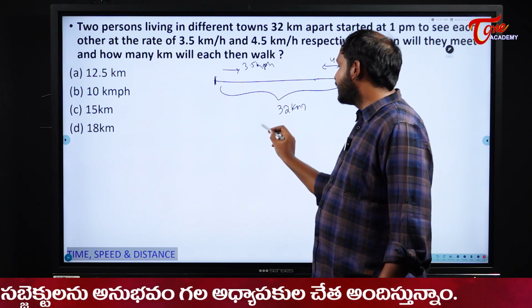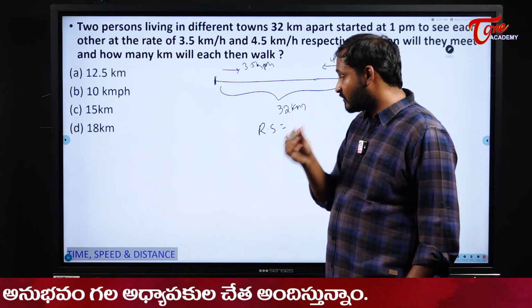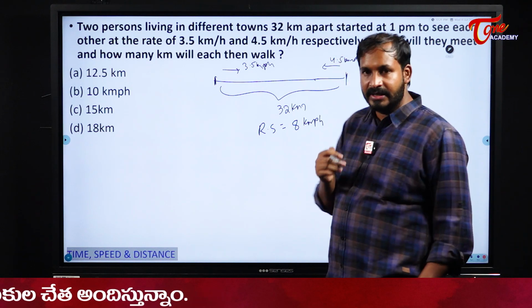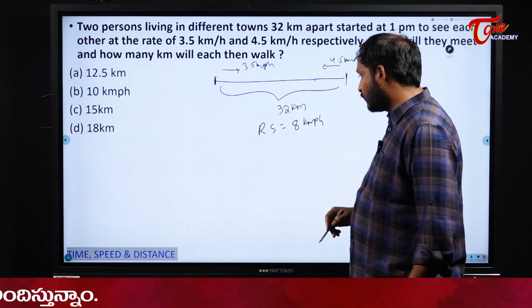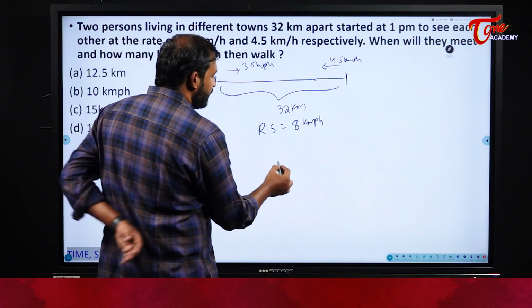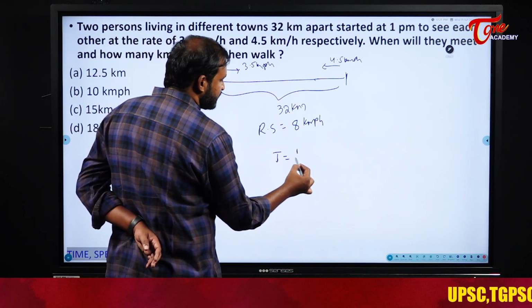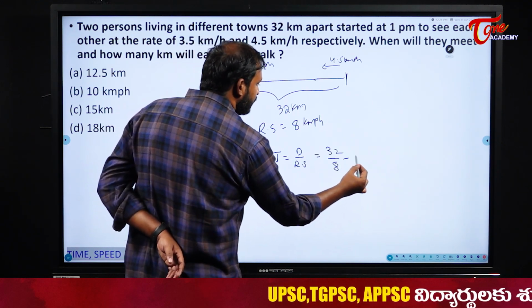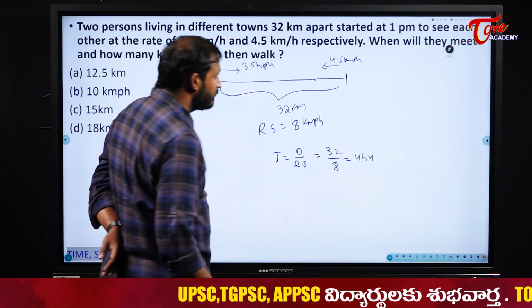What is the relative speed here? They are moving in opposite directions, so the relative speed will become 8 kmph. So, after what time will they both meet? Time is equal to distance by relative speed, so distance is 32 by 8. They both will meet after 4 hours.